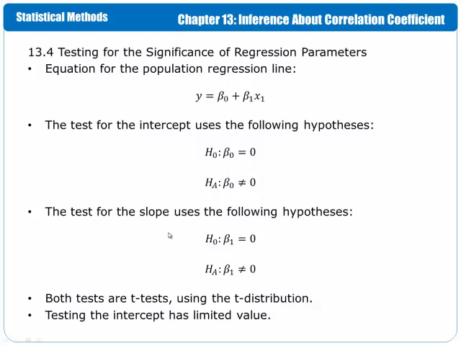The test for the slope uses the following hypotheses: the slope is equal to 0 versus the slope is not equal to 0. Both of these tests are conducted using t-tests and the t-distribution.